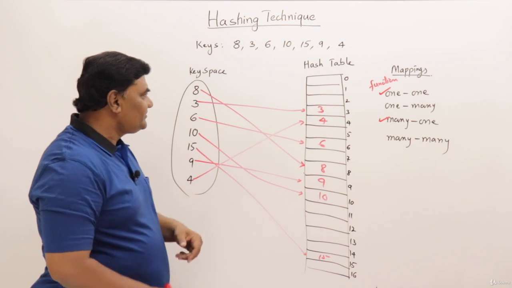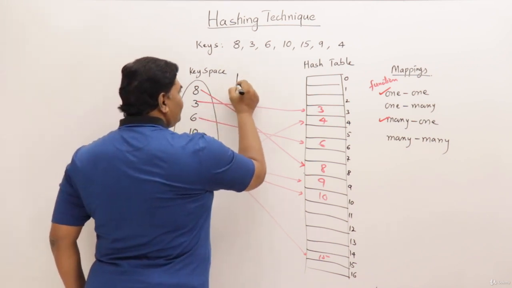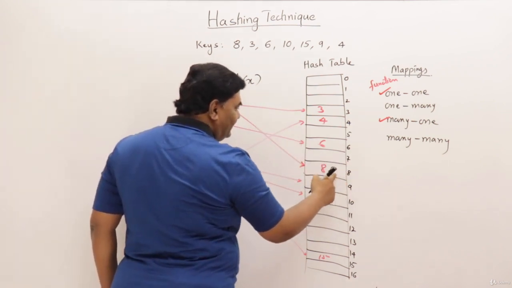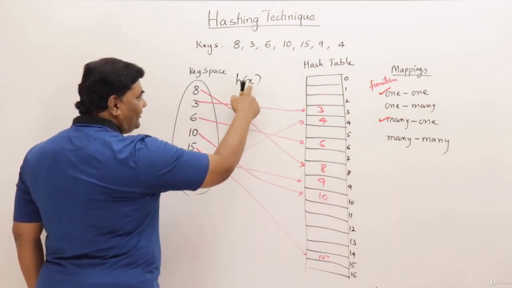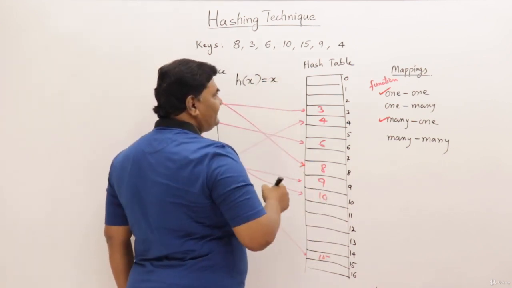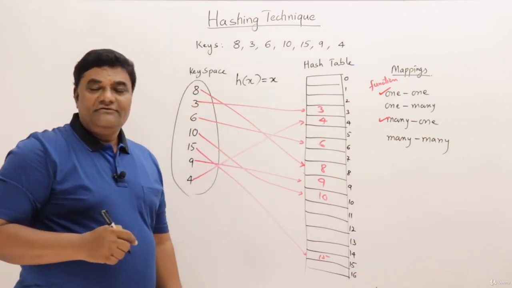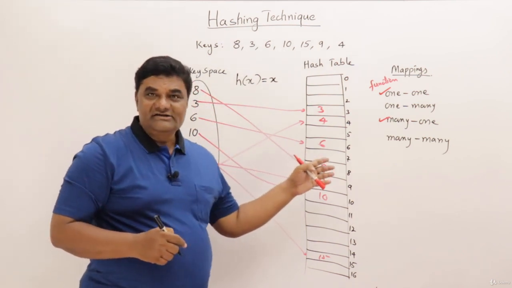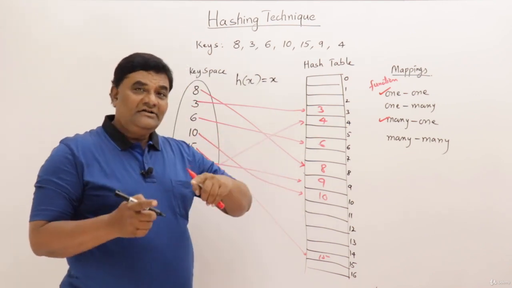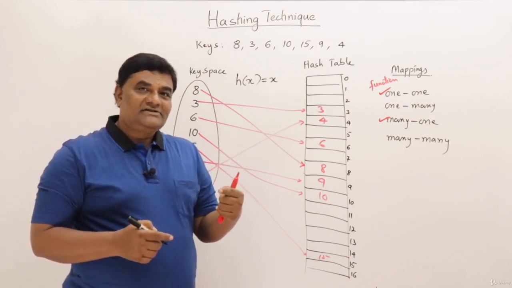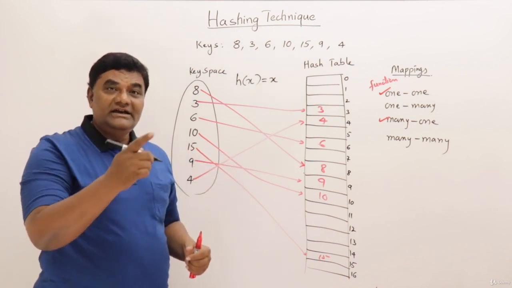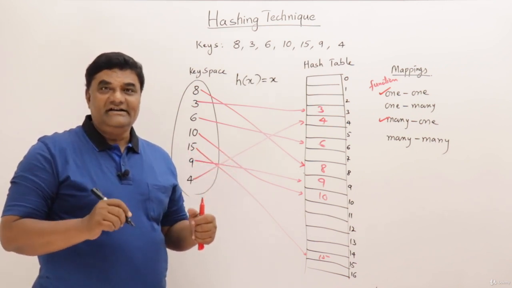So what is the function used here? See, the function h of x, if I give x as 8, what is the answer? 8. If I give 10, h of 10, the answer is 10. So h of x is equal to x. This is the function used here for mapping keys on a hash table. So we say that we are not storing the elements directly. We are using a hash function. That hash function gives us the index, and we store a key at that index given by the hash function. Yes, this is the idea.